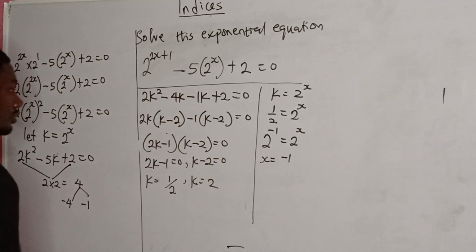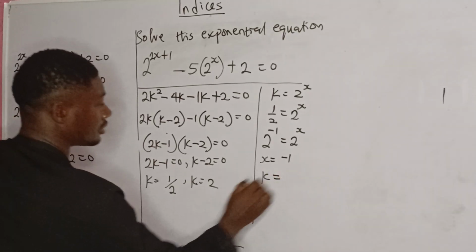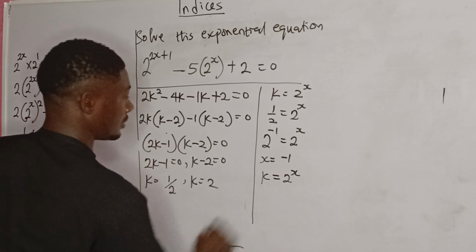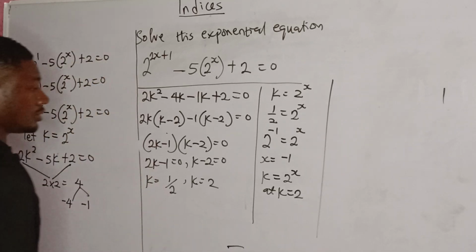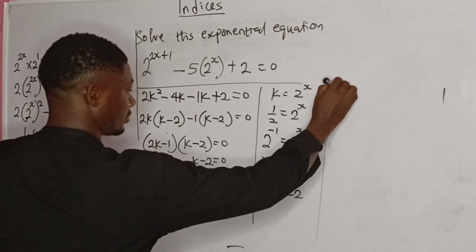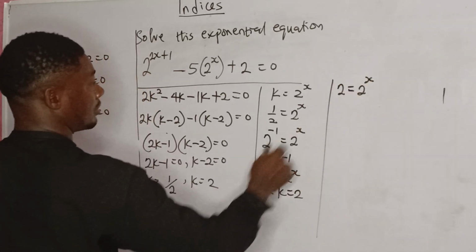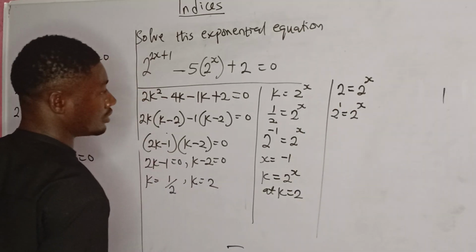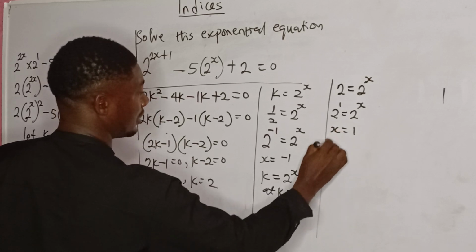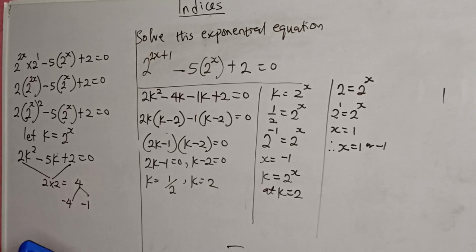Then when k is equals to 2, we have 2 equals to 2 power x. Remember, 2 is the same thing as 2 power 1 equals to 2 power x. We'll cancel the 2 base, so x is 1. Therefore x is equals to 1 or minus 1. That is the final answer for this simple equation.